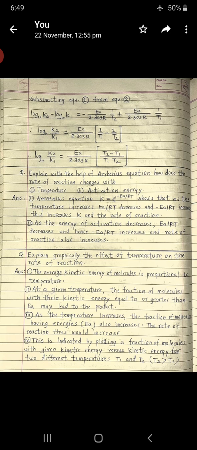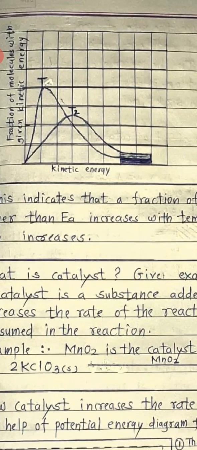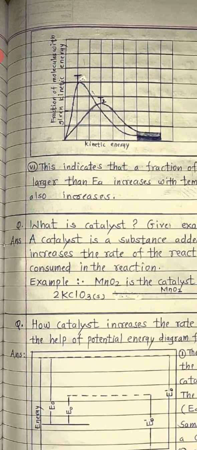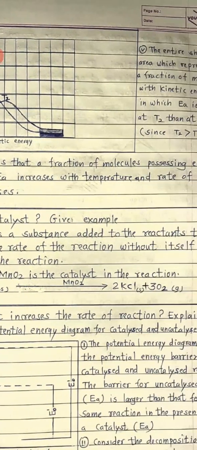Once again, this is indicated by plotting a fraction of molecules with given kinetic energy versus kinetic energy for two different temperatures T1 and T2. Okay. So this is the graphical representation for the effect of temperature on rate of reaction.